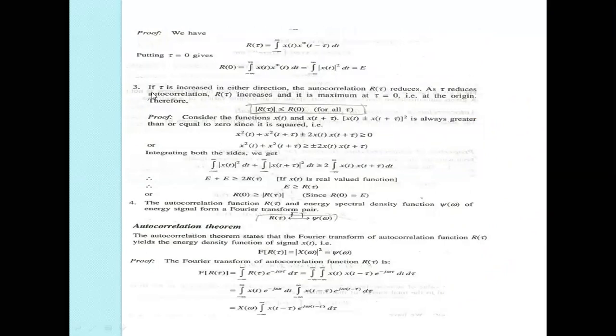Okay, my dear students. The third property says that if tau is increased in either direction, the autocorrelation R of tau reduces. As tau reduces, the autocorrelation function R of tau increases. As tau is increased in either direction, the autocorrelation function reduces. Now, if tau reduces, the autocorrelation function increases, and vice versa.